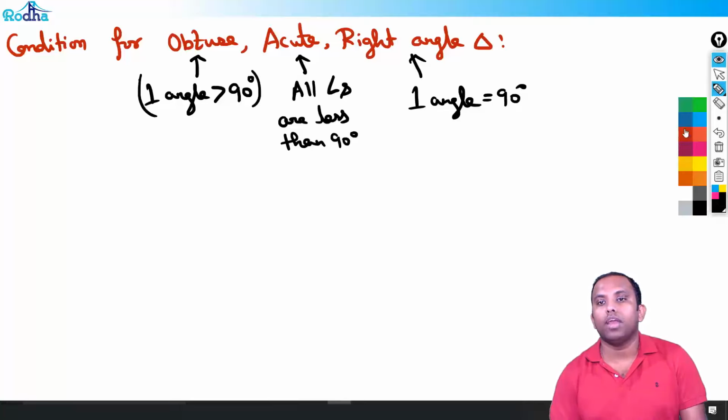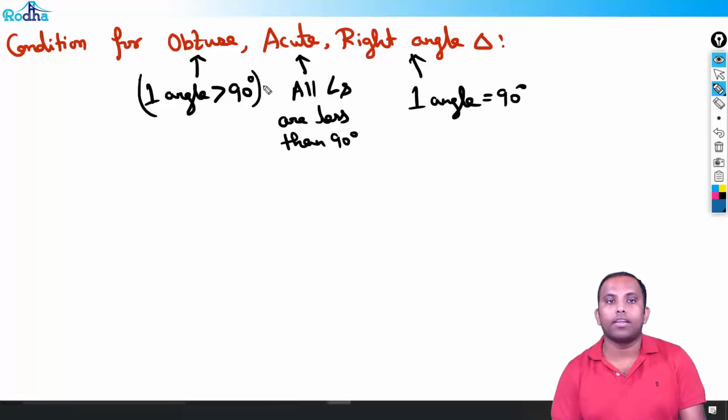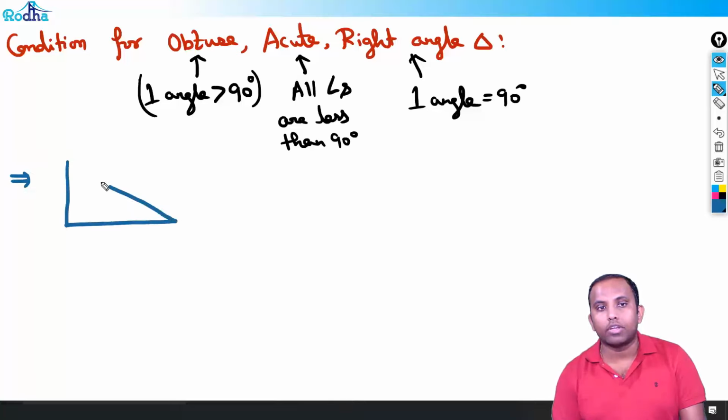Now there is a difference between acute, obtuse and right angle triangles. In obtuse, one angle is greater than 90 degrees. To find the condition, let's write it for the right angle triangle first. What is the condition for a right angle triangle? If the sides are A, B and C, then C square should be equal to A square plus B square. This is the Pythagorean theorem. Okay.